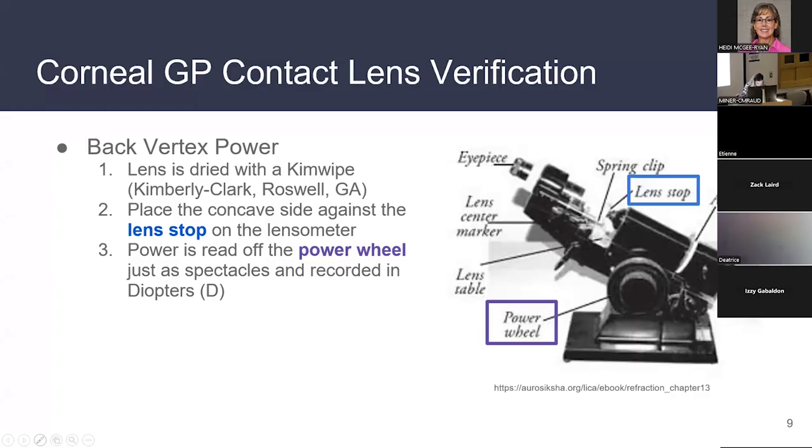Okay. Now, also another thing to note is when you are neutralizing these lenses, the mires are probably not going to be as crisp as they are when you're neutralizing a pair of glasses. They're going to get close, and that's all we're asking for. So don't worry about getting them super crisp.